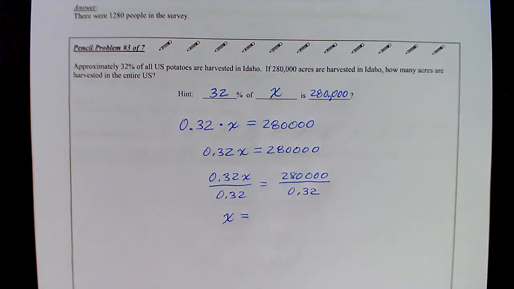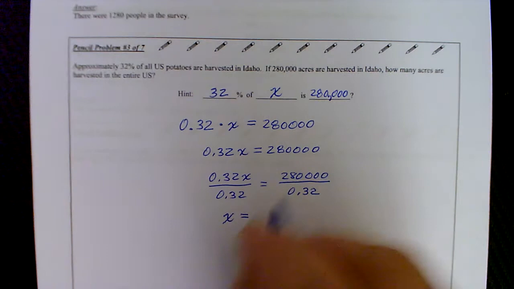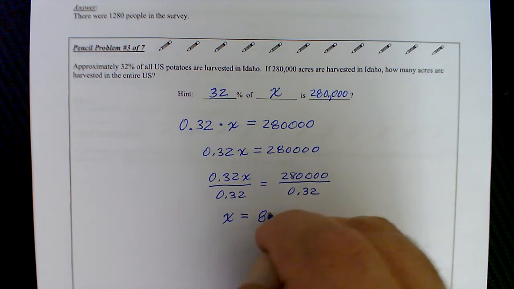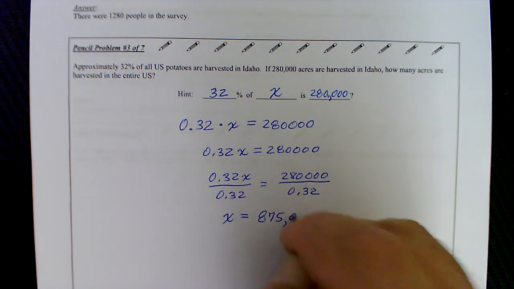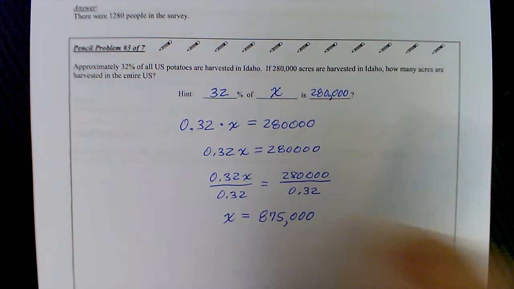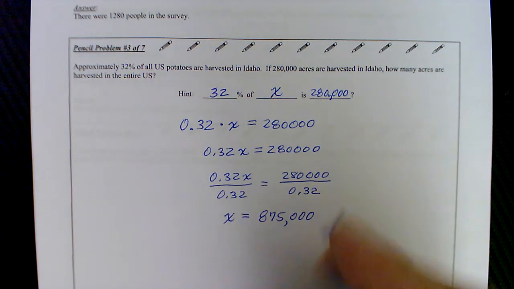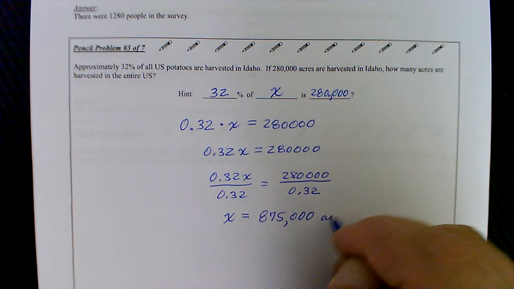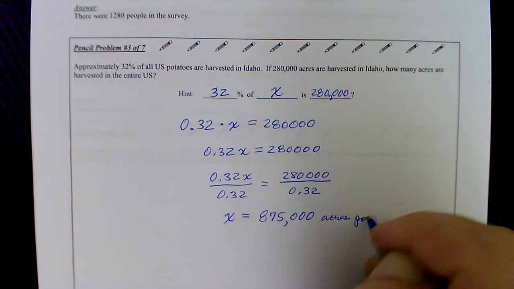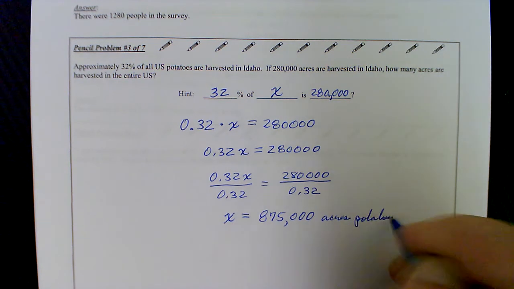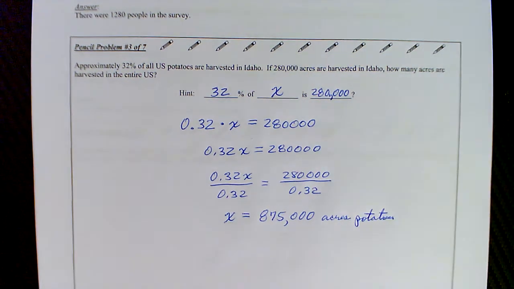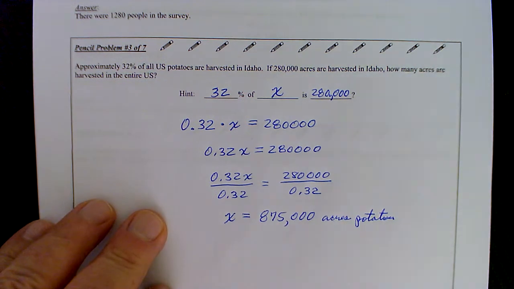Okay, and then the division, 280,000 divided by 0.32 is 875,000. Okay, just check. We're not solving for the percent, so that's our answer. And this will be acres of potatoes.